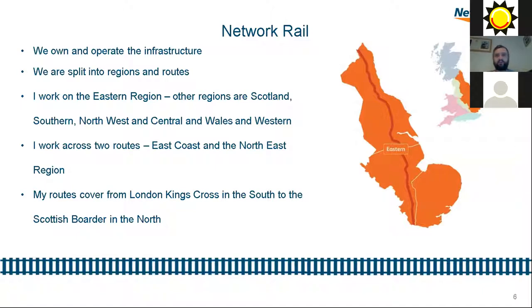Network Rail is currently broken into regions and routes. I work on the Eastern region, which is shown on that large map there. The other regions that we have in Network Rail are Scotland, Southern, Northwest and Central, and Wales and Western. And on the larger map, you can see all those regions are broken down, so they're colourised effectively.